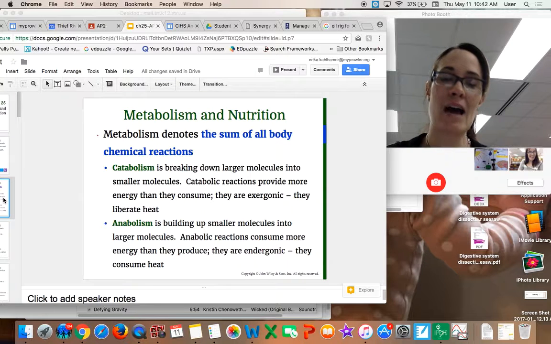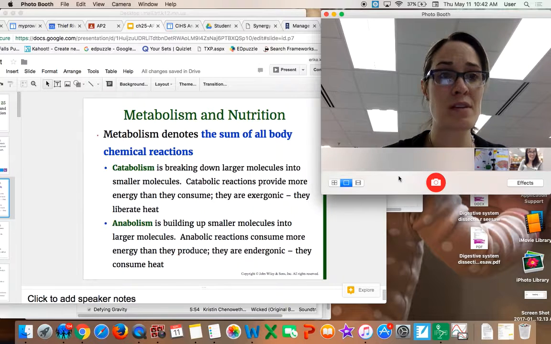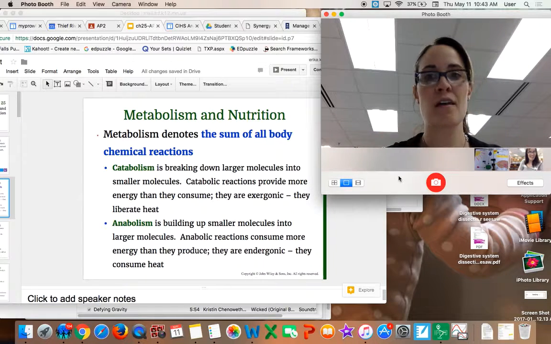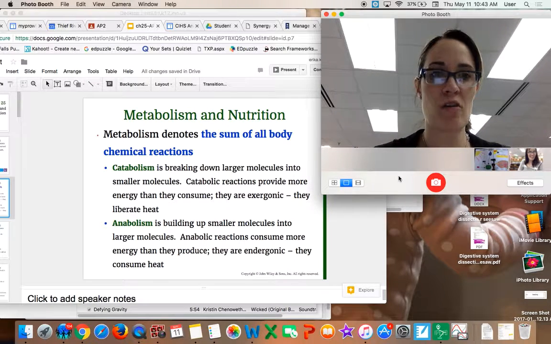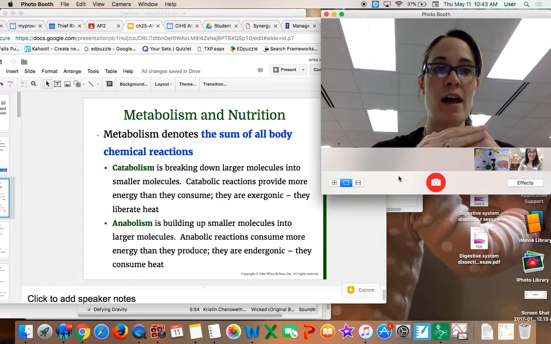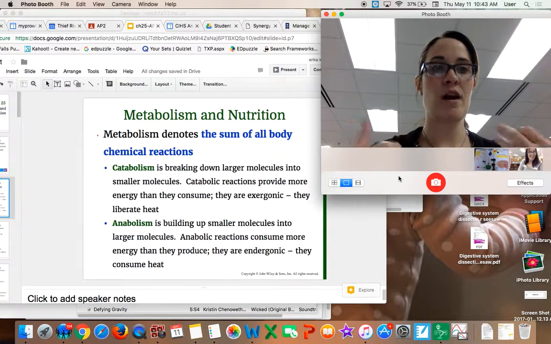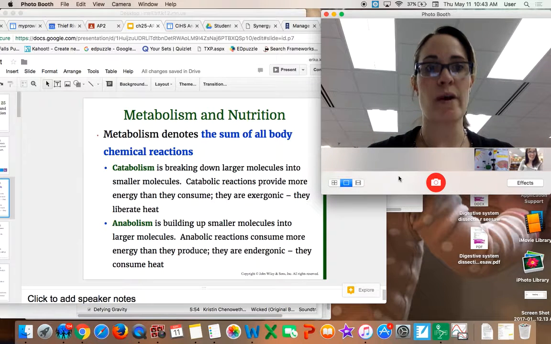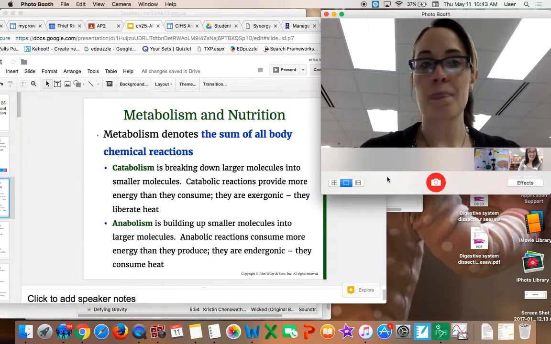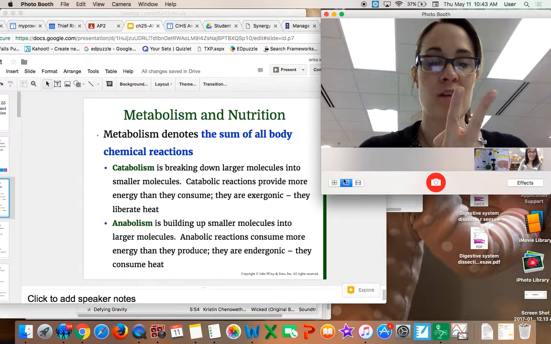So when we say metabolism, if somebody's metabolism is high, somebody's metabolism is low, metabolism is actually the sum of all the chemical reactions that take place in your body. If you add them all together, the addition reactions to produce energy, and then the subtraction reactions, the things in your body that take energy. Metabolism can be split up into two types of chemical reactions.